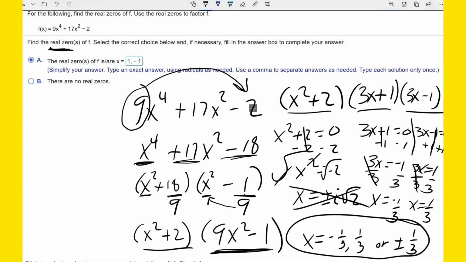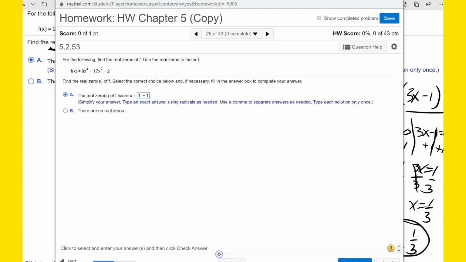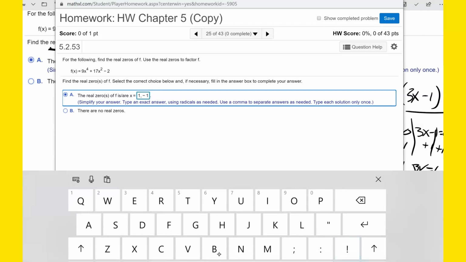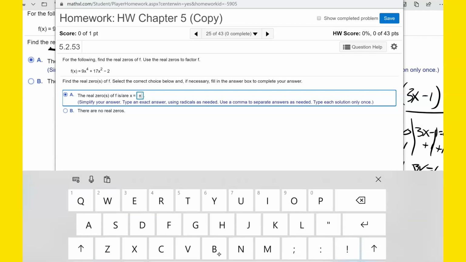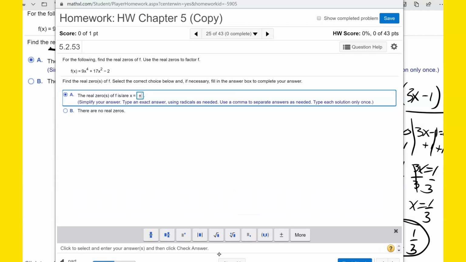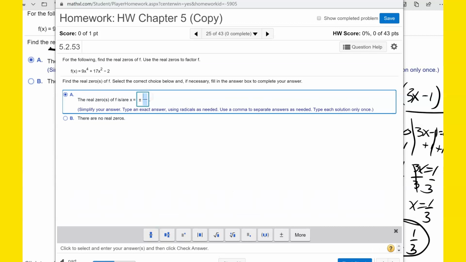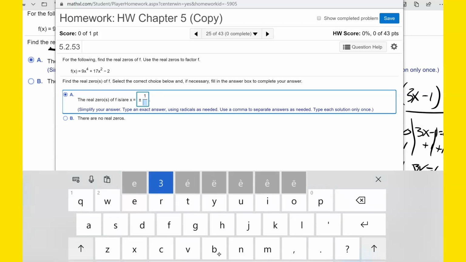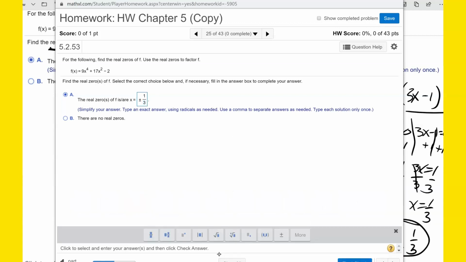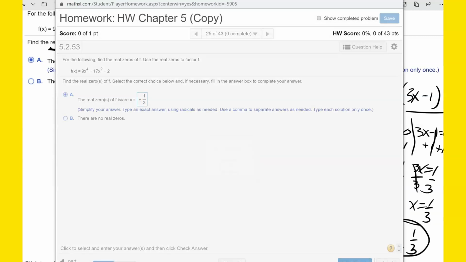to the first part of this problem. Let's type that in. Okay, I'm going to put plus or minus. Then I guess I need the fraction bar, don't I? 1/3. Check that, and that's correct.